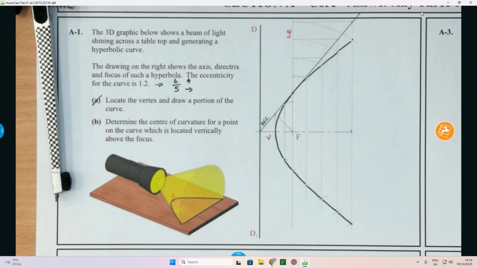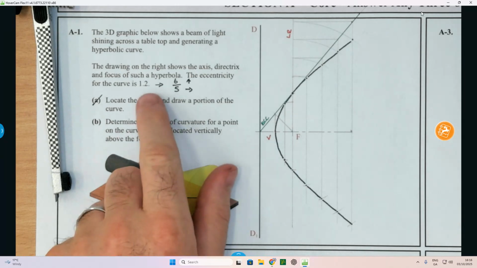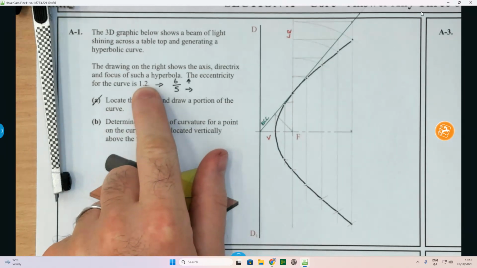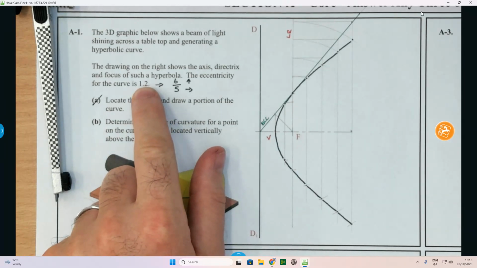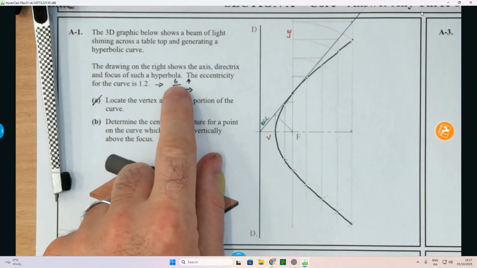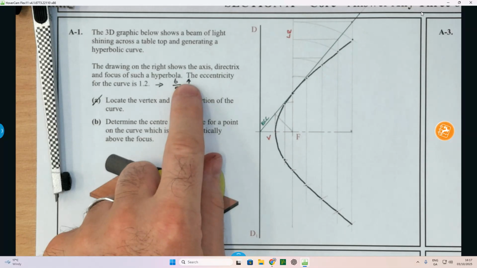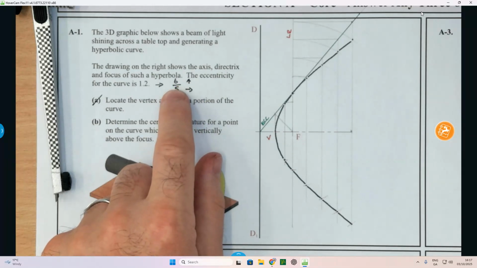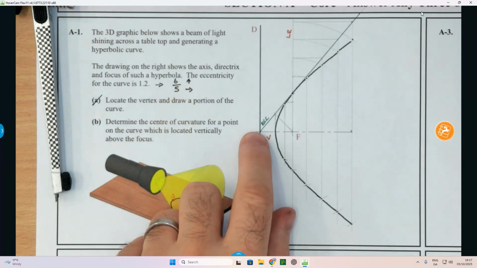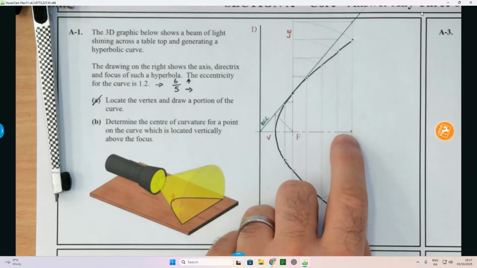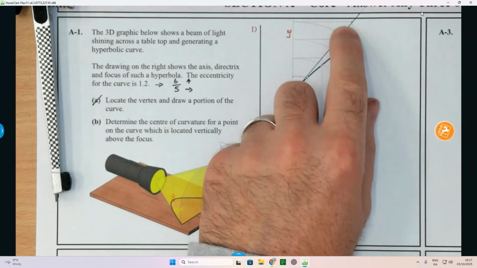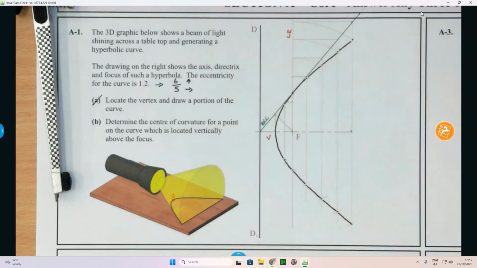What we did was we had to get our line of eccentricity. So we took the eccentricity of the curve, which was 1.2, and broke that down to a fraction, 6/5. And just remember, the measurement on top is the measurement up, and the measurement underneath is the measurement in. So from here I went in 5 units, so 5 tens are 50, and then from 50 I went up 60, and that gave me my point on my line of eccentricity.